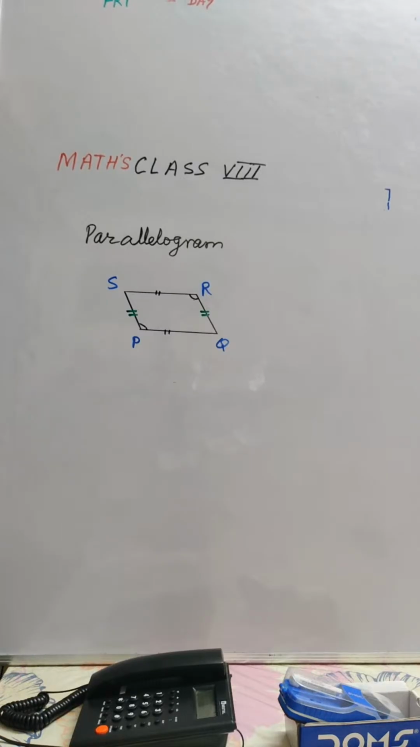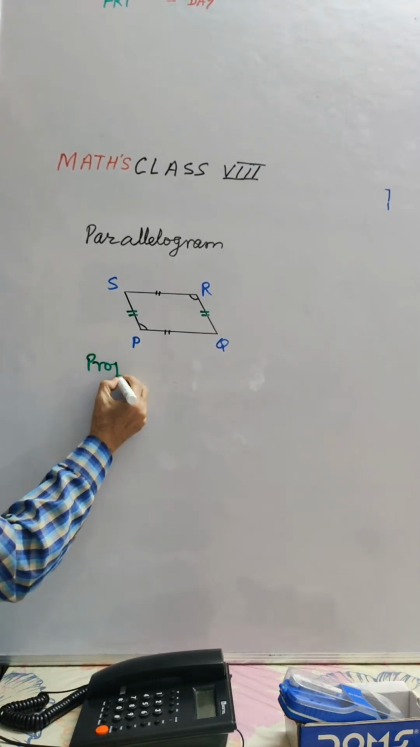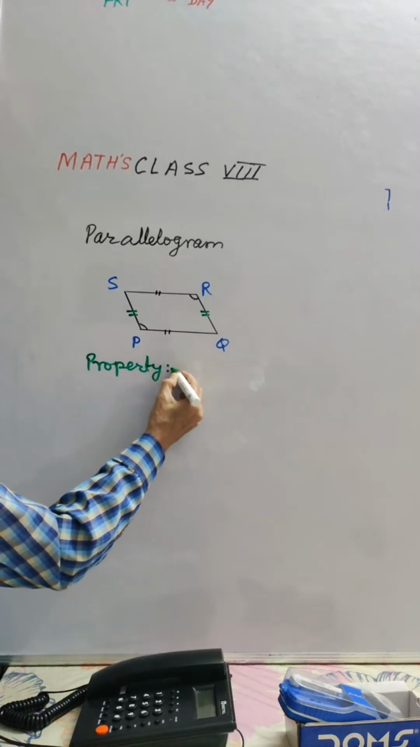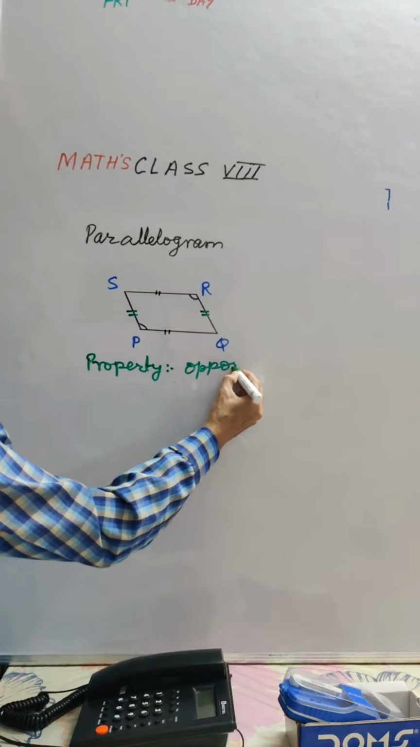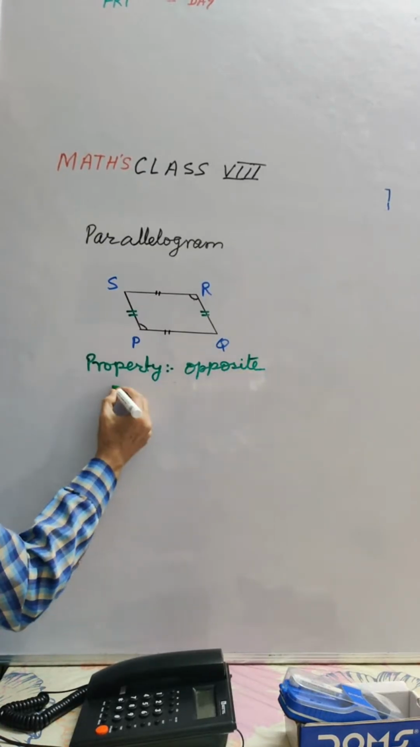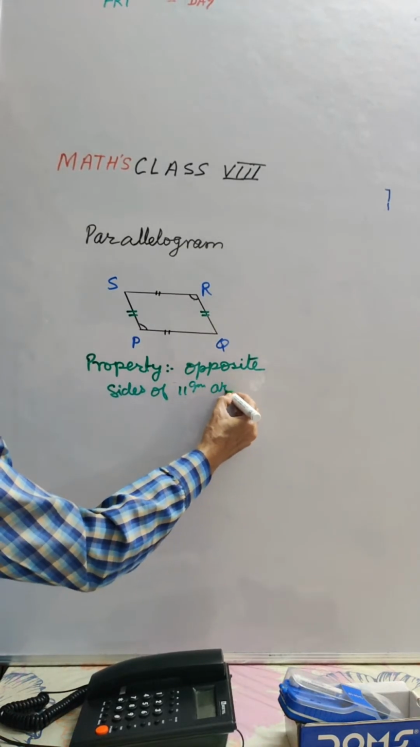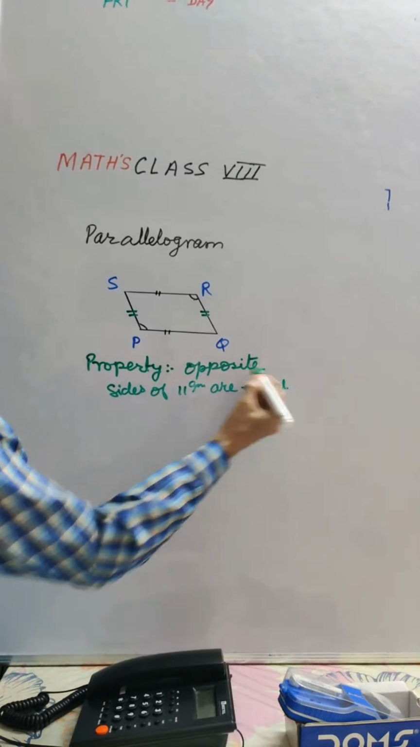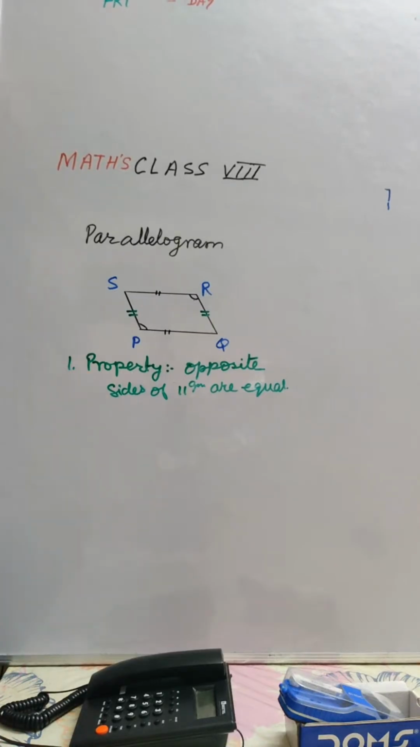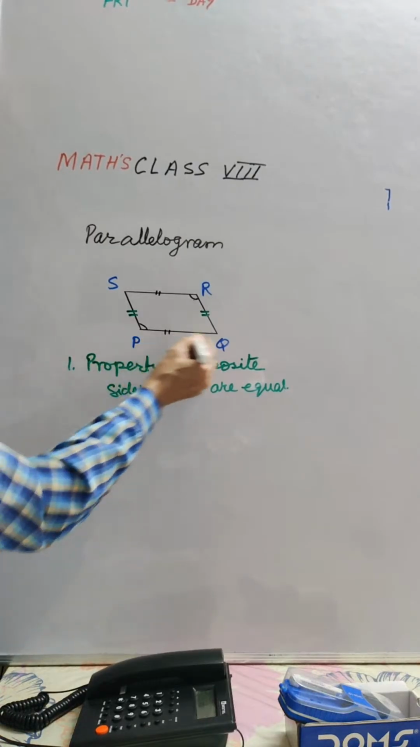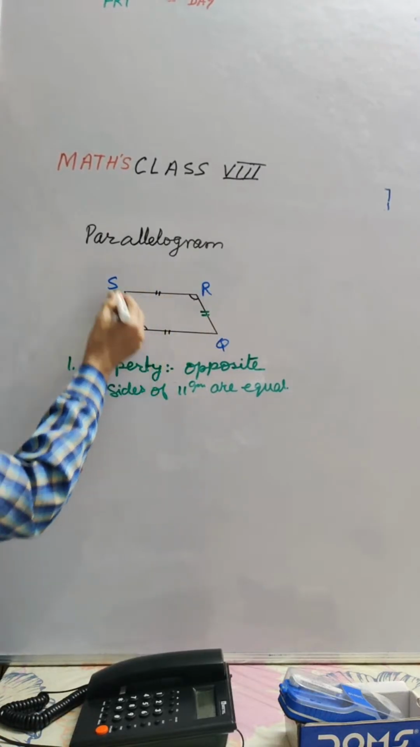Opposite sides of parallelogram are equal. Property number 1. Parallelogram is a quadrilateral in which opposite sides are equal. So property number 1, opposite sides of parallelogram are equal. Means PQ is equal to RS and PS is equal to QR.